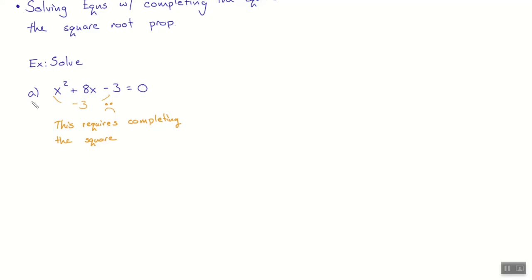Could I make it so that this only has x on one side? I'm going to add 3 to each side. Now, I'm not going to be able to annotate because I wrote this other note, but I think that it leaves us here. X squared plus 8x equals 3. Everybody okay with that?